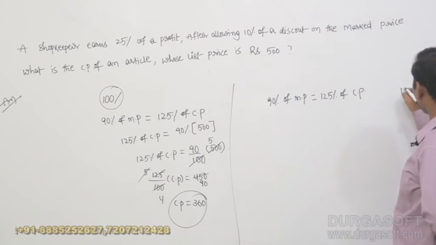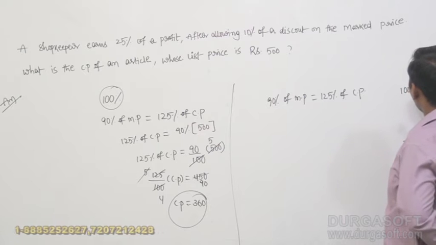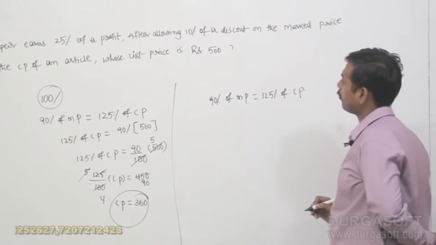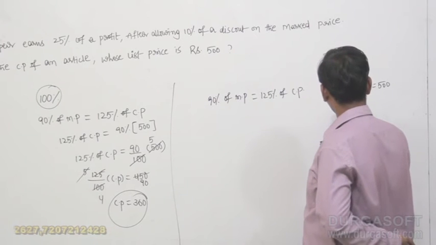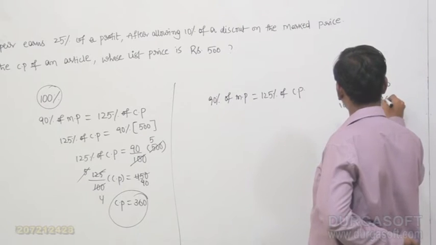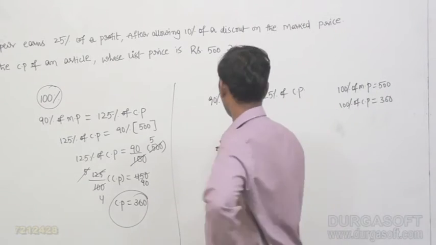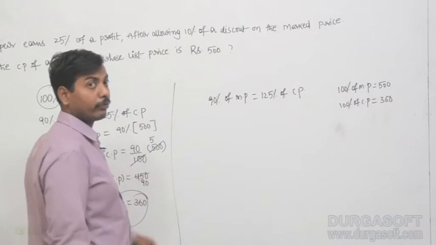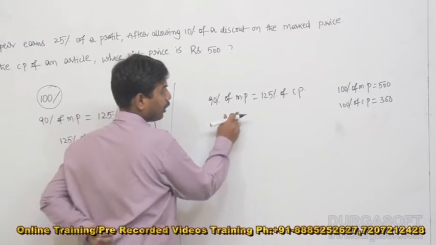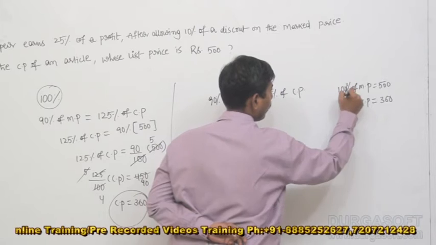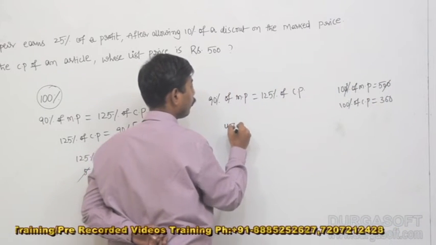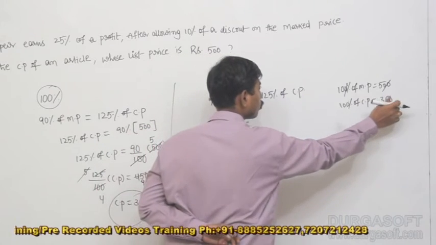100% of the market price of an article, with respect to the given information, is 500. 100% of the cost price of an article, with reference to the calculation, is 360. Now we check whether we are able to satisfy the condition or not. 90% of the market price: 10% is how much? 50. 500 minus 50 is 450. 450 equals 100% of the cost price.